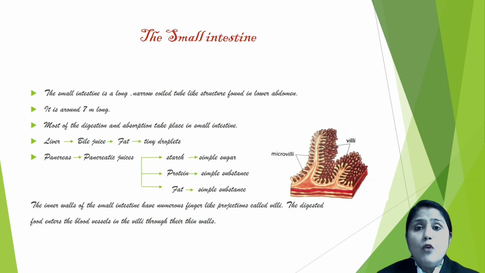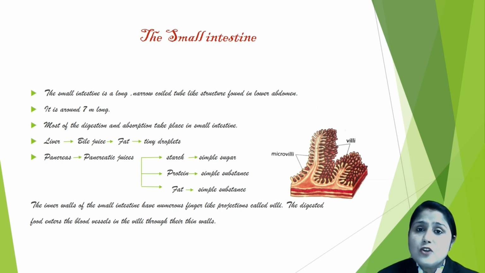The inner wall of the small intestine has numerous finger-like projections which are called villi. These villi increase the surface area of our small intestine and help in more and more absorption. The nutrients absorbed by these villi are transported to the blood vessels, by which we can get energy. Now the food goes into the large intestine.